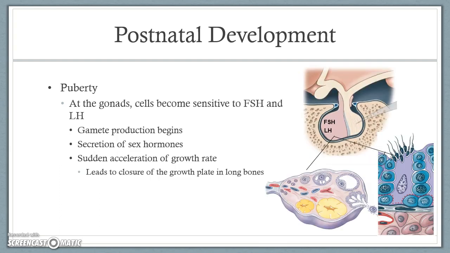At the gonads, which would be the ovaries and testes, cells are becoming sensitive to FSH and LH. This causes gamete production to begin and the secretion of sex hormones to begin, which is associated with a sudden acceleration in the growth rate. This will lead to a closure of the epiphyseal plate or growth plate in all of the long bones of the body.